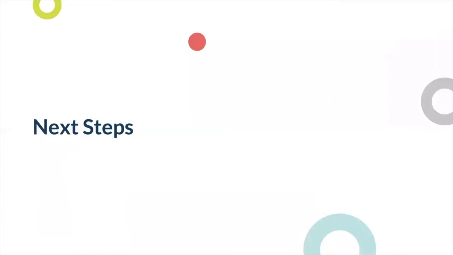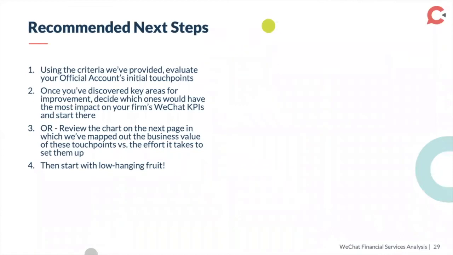So we have talked about the 5 initial touch points, and we shared some of the best case studies that we have seen in the industry. So what are the next steps for you? Here are our recommendations. First, using the criteria that we have provided, evaluate your official account's initial touch points. Secondly, once you have discovered key areas for improvement, decide which ones would have the most impact on your firm's WeChat KPIs and start there. Or review the chart on our next page and start with the low-hanging fruit.